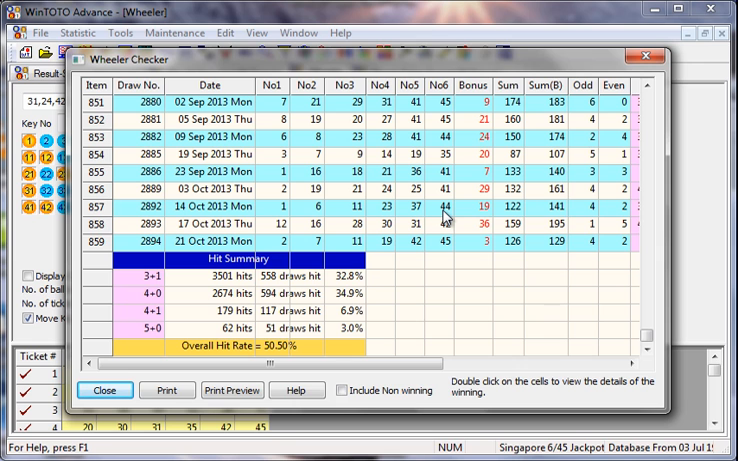So over here, I want to say that if you are still looking at whether to own WinTOTO Advanced or not, my advice to you, do not wait any longer. The earlier you get it, the earlier you see the savings, the earlier you get to see your chance coming nearer and nearer to winning your Jackpot Group 1 for your TOTO play.